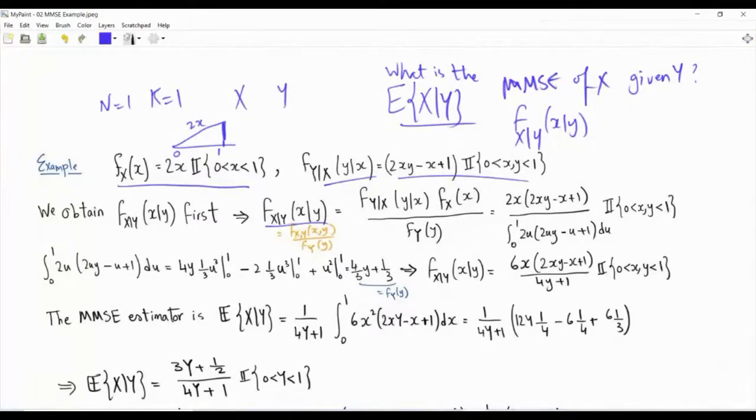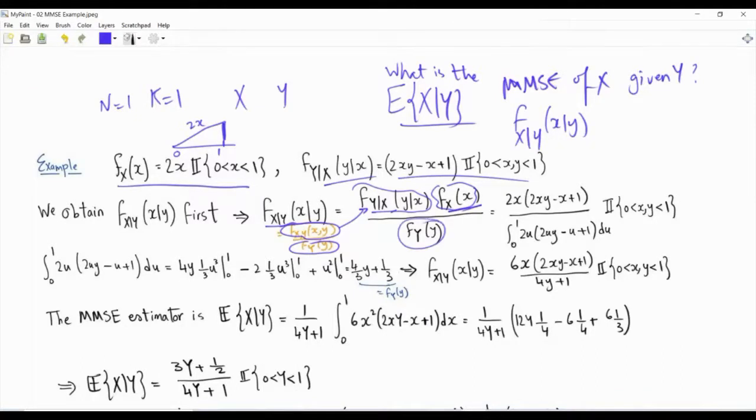The distribution of x given y is the joint divided by the distribution of y, and the joint can be written in this way to make use of what is given in the problem statement. So the joint I can write as the distribution of x multiplied by the distribution of y given x. We know these two from the problem statement: the PDF of x, and the PDF of y given x.